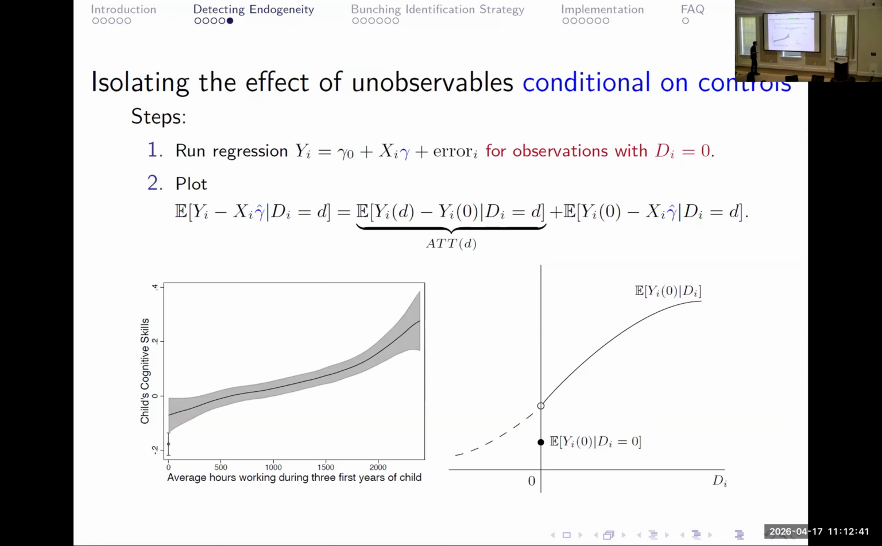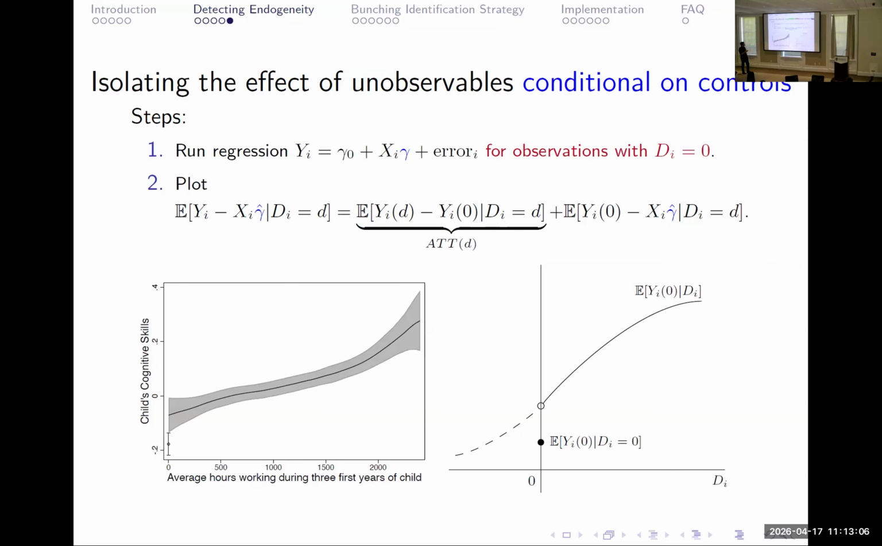We can implement this in 2 steps. First, you can restrict yourself to observations at 0, and you can run a simple regression of the outcome on a constant and all the controls. X here means controls. Just to be clear, you don't need to add controls linearly here. You can do fully non-parametric. This is not an issue, okay? But the point here is that however way you decide to estimate the controls, you're going to get a gamma hat there.